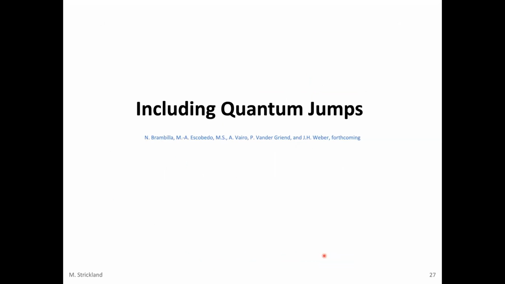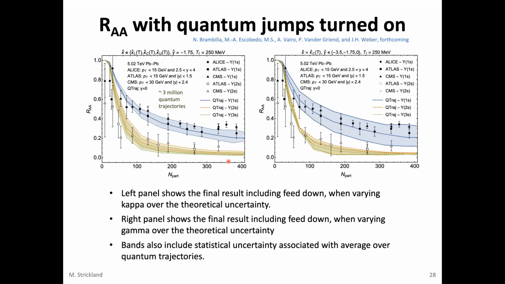Now, the second part, which will be a little bit shorter, given that it has no introduction, we already did the introduction, is about this forthcoming paper with the Munich crew. And I'll just skip to the final plots that we've thus far generated, which on the left is RAA, again, versus Npart, for the 1s, the 2s, and the 3s. The world data is collected here on the plot.